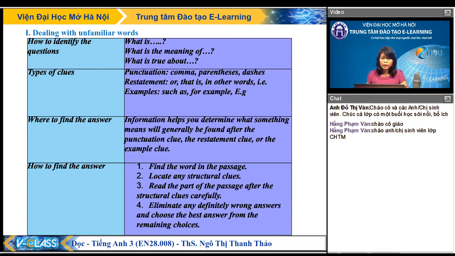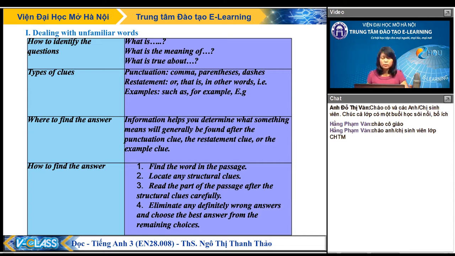So what about the way we can find the clues in order to find the meaning of the words? You can base on the punctuation, commas, parentheses, or even the dash. The next one, you can base on the restatement, or that is, in other words, etc. And the next clue you can base on is example, for example, such as.